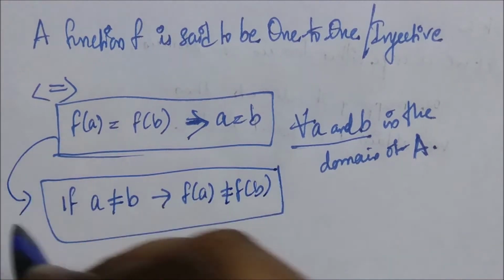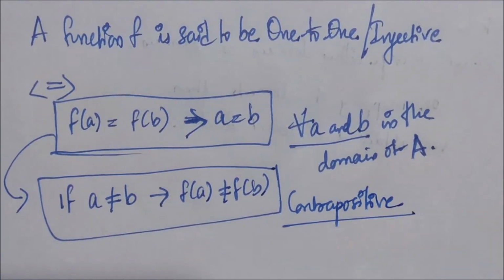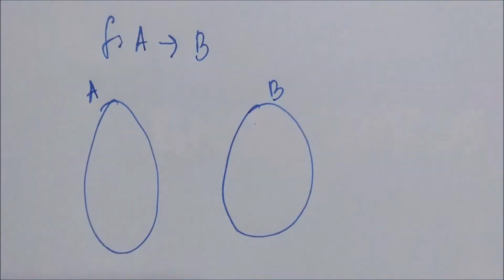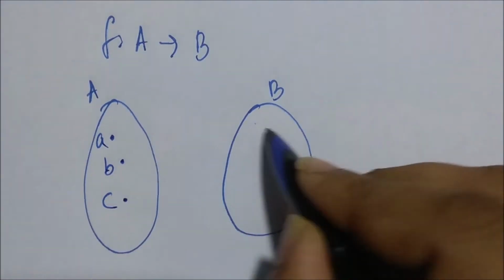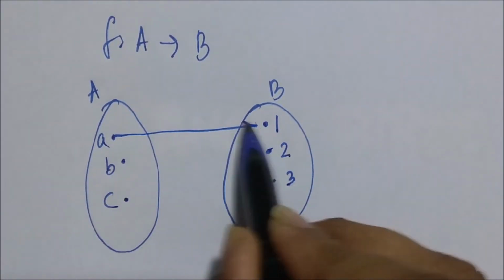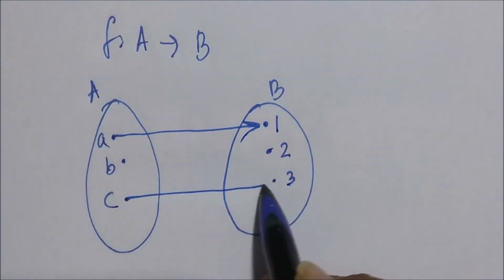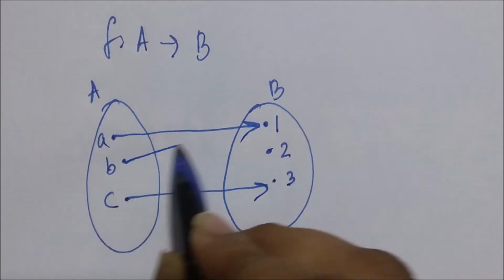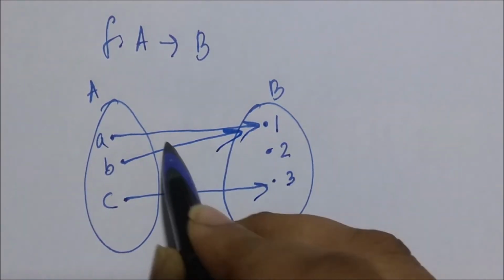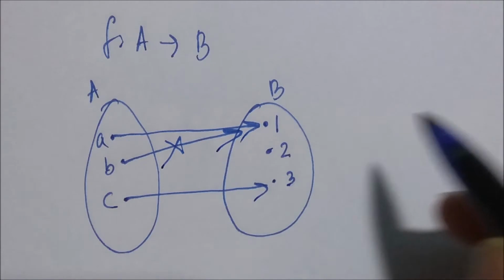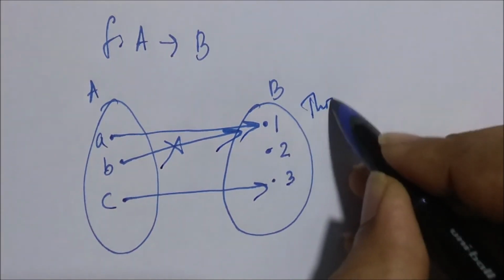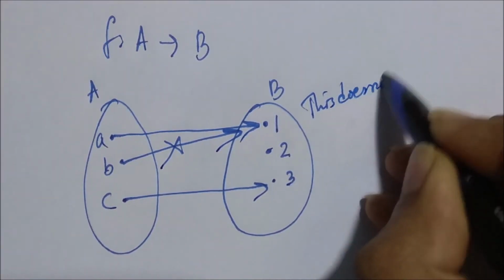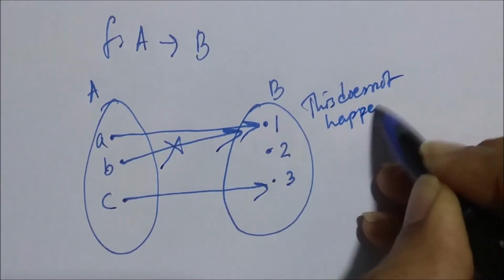Right? Now let's see a function. A function f from set A to set B. Now the set A has elements A, B and C. Set B has elements 1, 2 and 3. Now A is mapped to the element 1. B is mapped to the element 1. C is mapped to the element 3. Okay. So now if you see f of A equal to 1 here and f of B equal to 1 here.